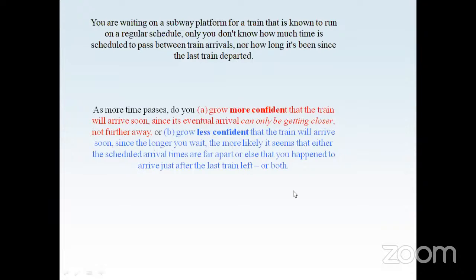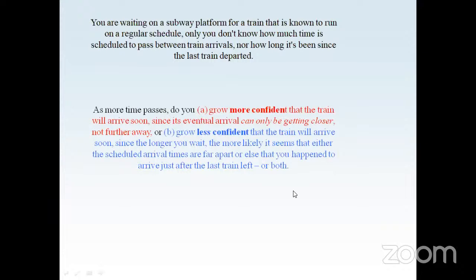So you are waiting on a subway platform for a train that is known to run on a regular schedule. Only you don't know how much time is scheduled to pass between the train arrivals, nor how long it has been since the last train departed. So you are just waiting for the train, but you don't know the exact timing, when the last train departed, or the interval between trains. As more time passes, do you grow more confident that the train will arrive soon, since its eventual arrival can only be getting closer, not further away?